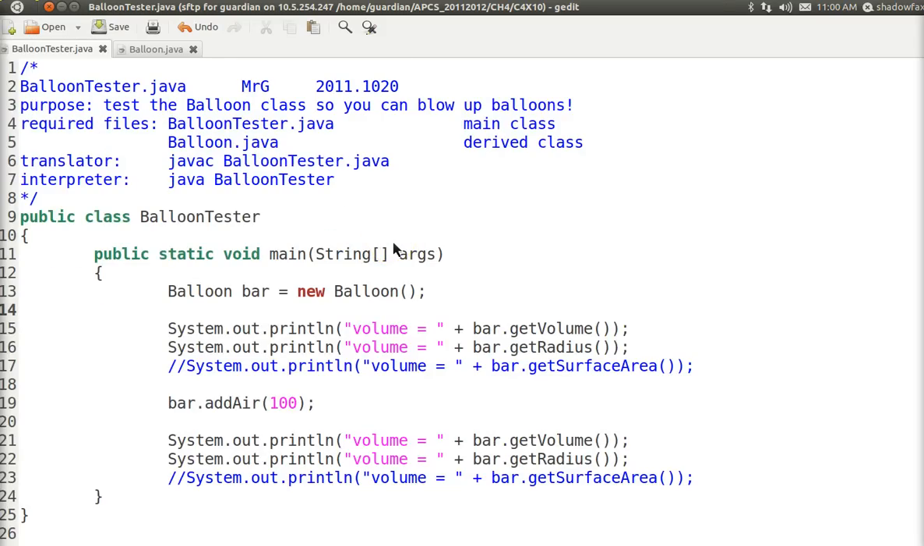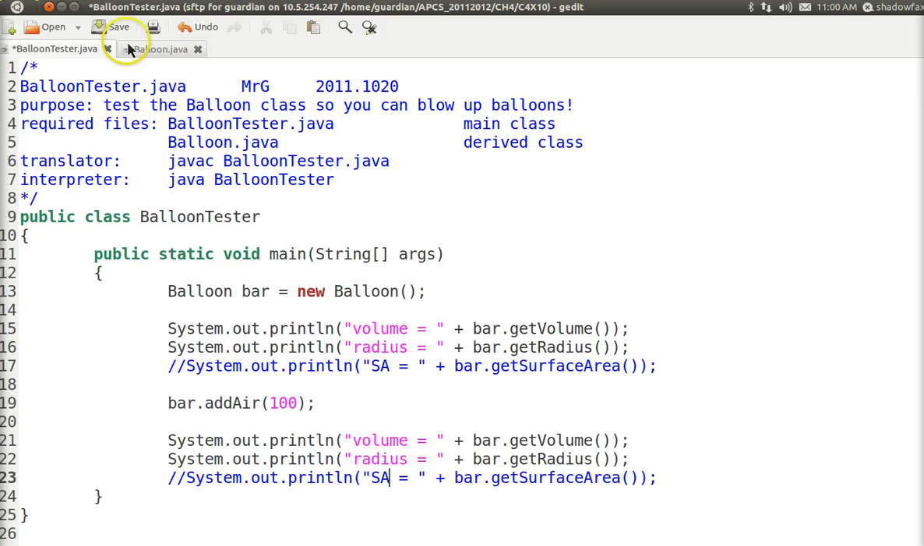Why isn't it? It's printing the radius, the volume, and the radius, right? Oh, I meant to say radius here. Whoa, radius. Yeah, that's weird. And how about surface area? Okay, whoops, sorry. It said volume equals, volume equals. No, volume equals stuff, radius equals stuff. I messed up the string. Whoops, silly teacher. Alrighty.